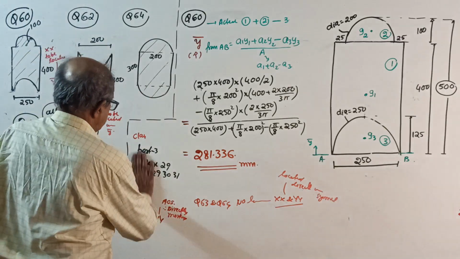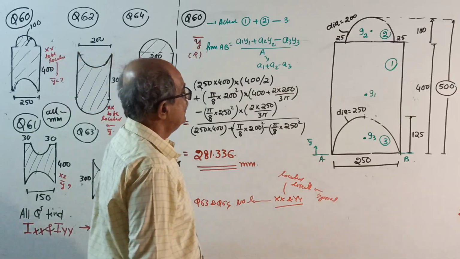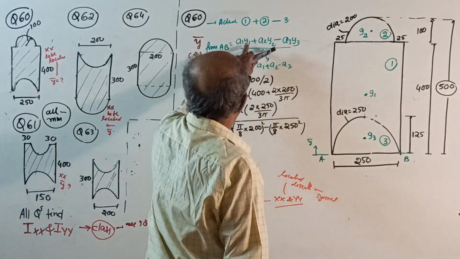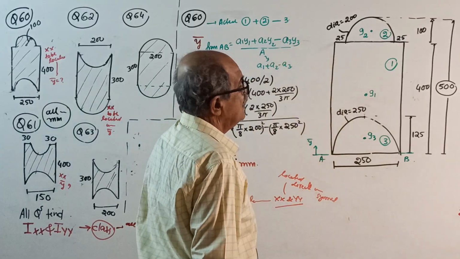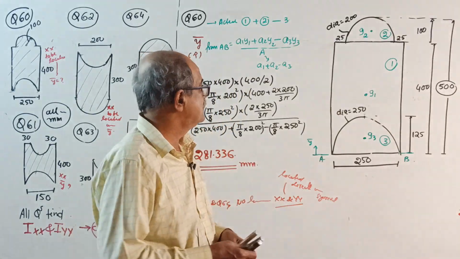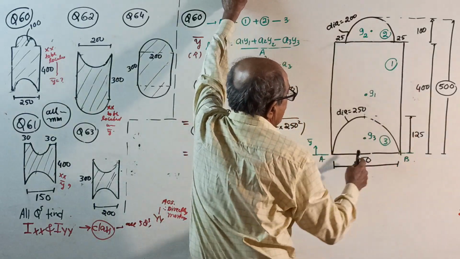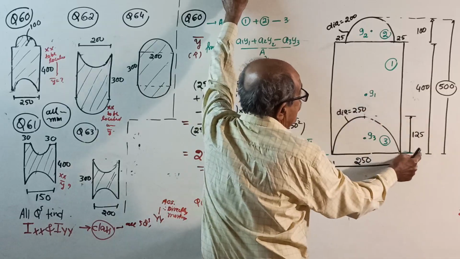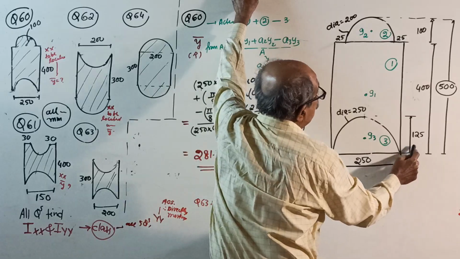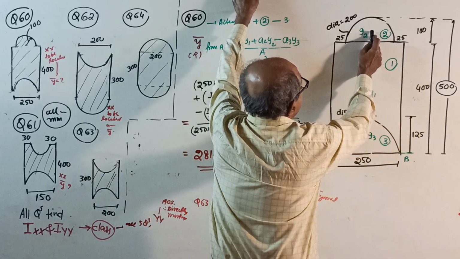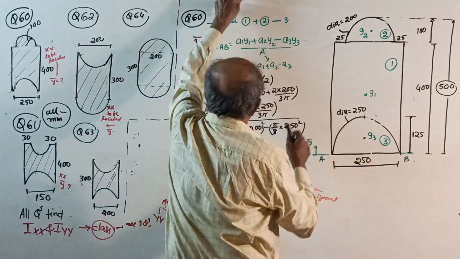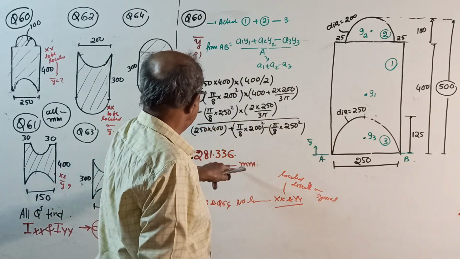Okay, start now. Y bar from here. A1, see the formula: A1 y1 plus A2 y2 minus A3 y3 over total area. Now onwards, I will not waste time on explaining area. Okay, start. A1, this A1 into y1, 400 by 2. A2 into y2, 400 plus 2D by 3 pi. Y3, 2D by 3 pi. Over. So you get the value of y bar.